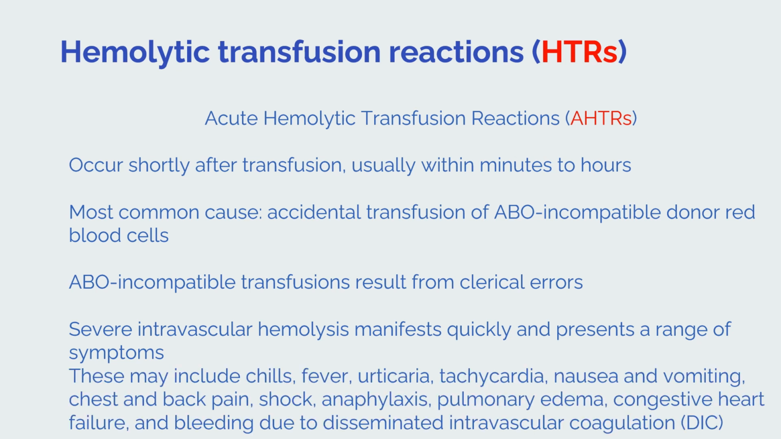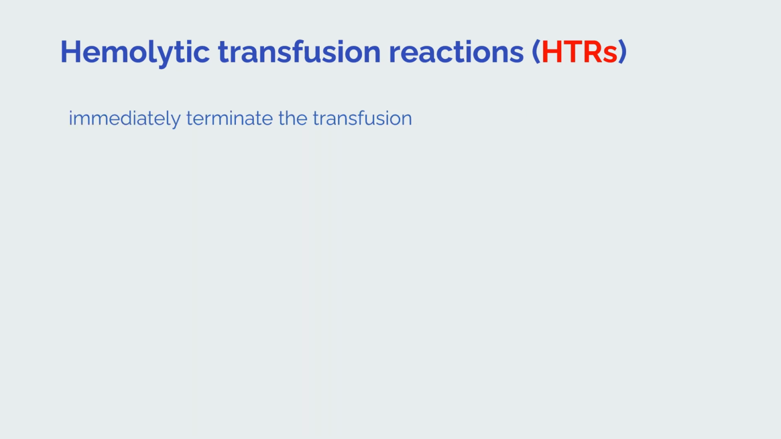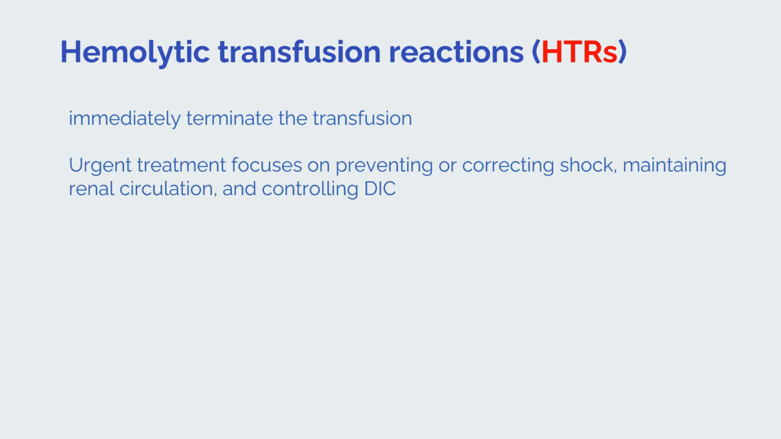These may include chills, fever, urticaria, tachycardia, nausea and vomiting, chest and back pain, shock, anaphylaxis, pulmonary edema, congestive heart failure, and bleeding due to disseminated intravascular coagulation, DIC. Upon the onset of these symptoms, it's crucial to immediately terminate the transfusion. Urgent treatment focuses on preventing or correcting shock, maintaining renal circulation, and controlling DIC.